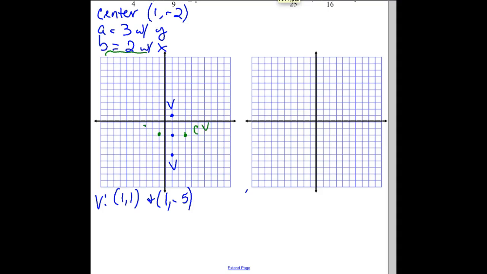And those are going to be our covertices. All right. So what are the coordinates of my covertices? On the left, what do we have? Okay. And then on the right, 3, negative 2. Okay. All right. So we have enough to draw it.